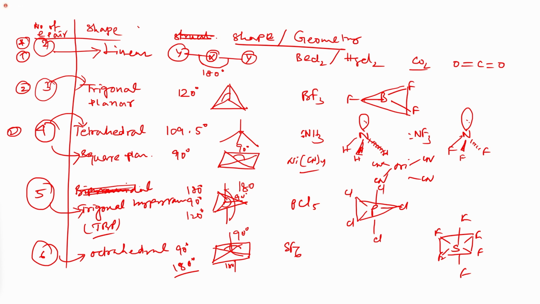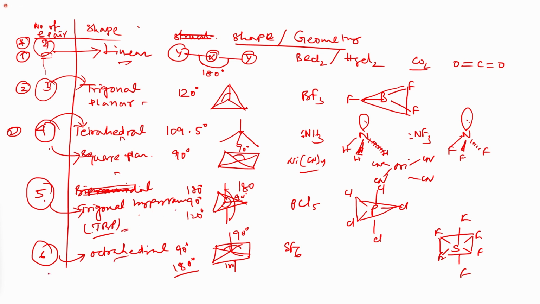And if you want to know about the structure, you have to draw it properly, and you have to remember how many electron pairs there are, and corresponding to that number, what the shape would be. When the number of electron pairs is 2, it is the linear structure. When it is 3, the trigonal planar structure. 4, then tetrahedral or square planar. Then 5, it is trigonal bipyramidal, the TBP structure. And when it is 6, it is the octahedral structure.